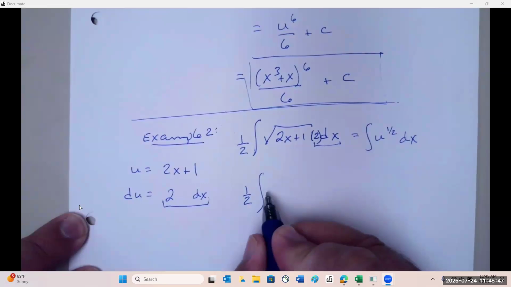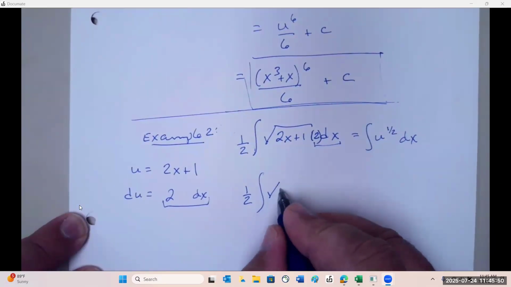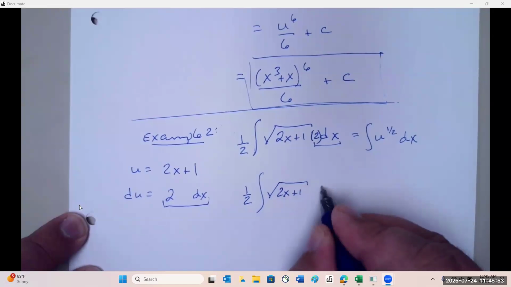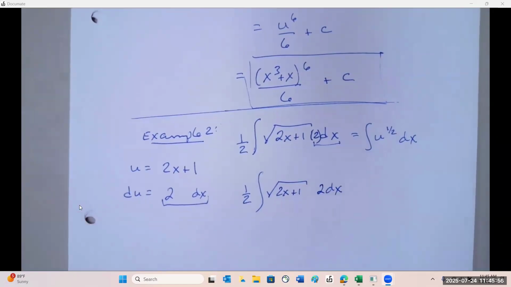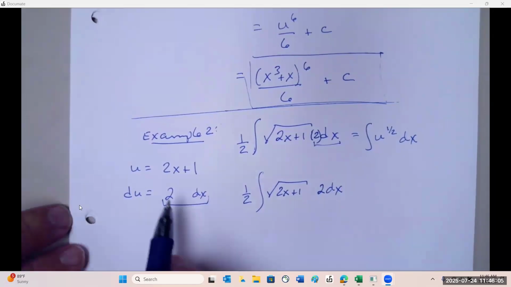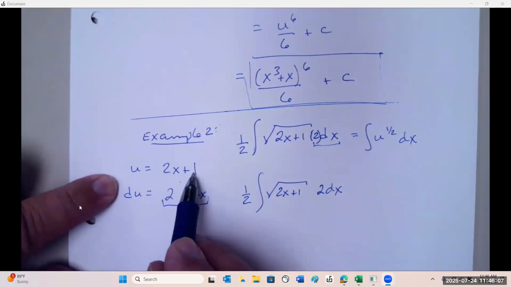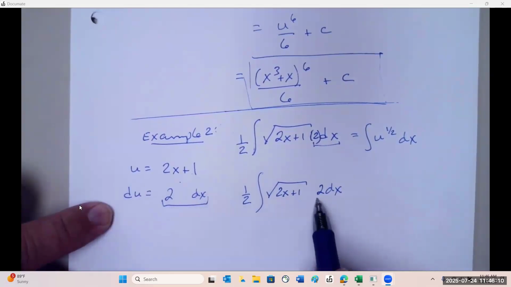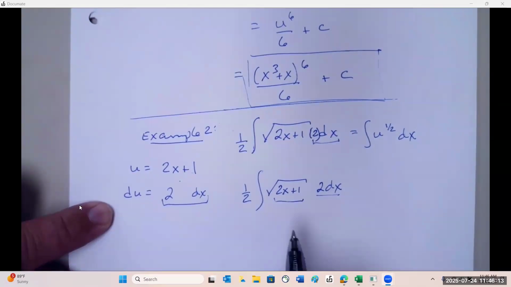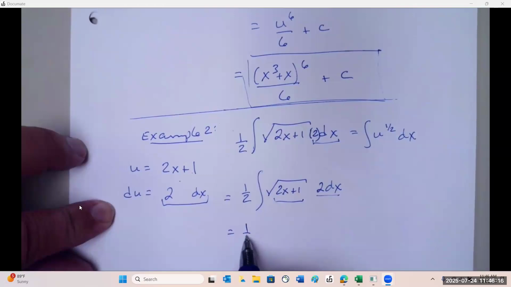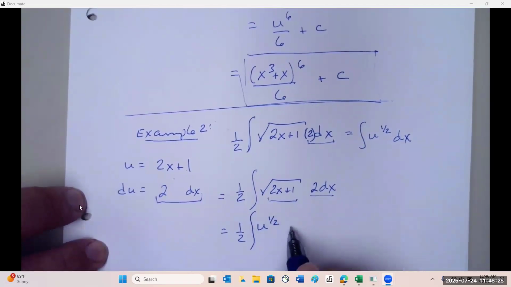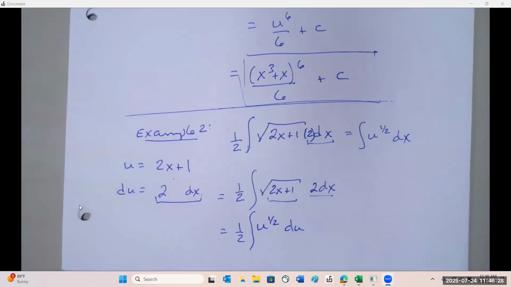So what we have here is, now it's all set up. So our u was defined as 2x plus 1. The du is 2 dx. We have everything we need. So what does this give us? This gives us u to the power 1/2 du.